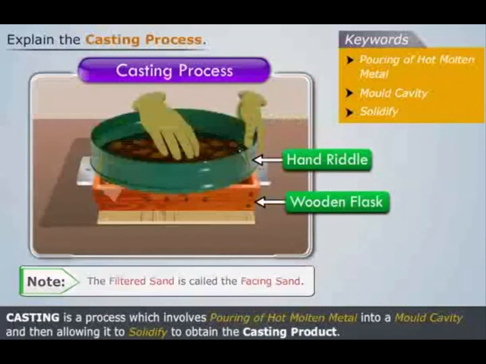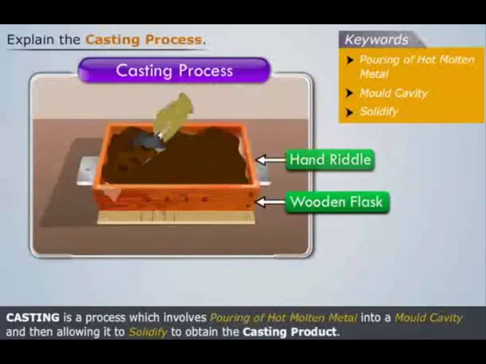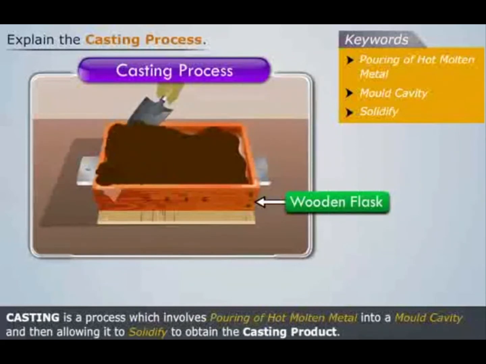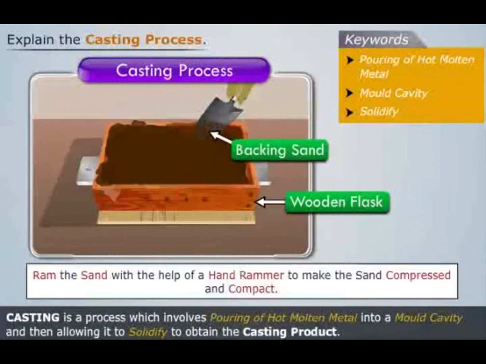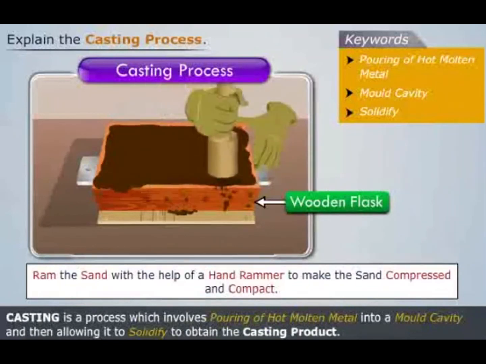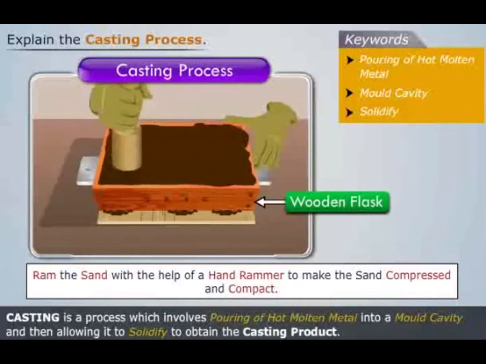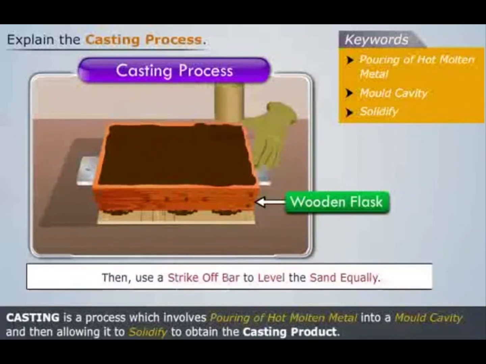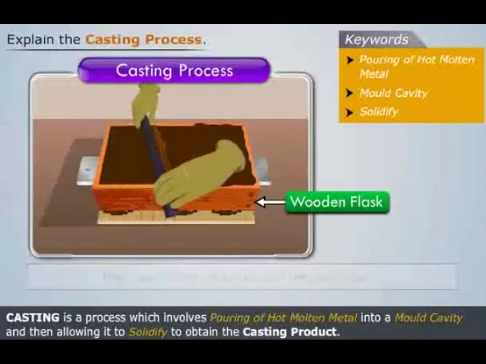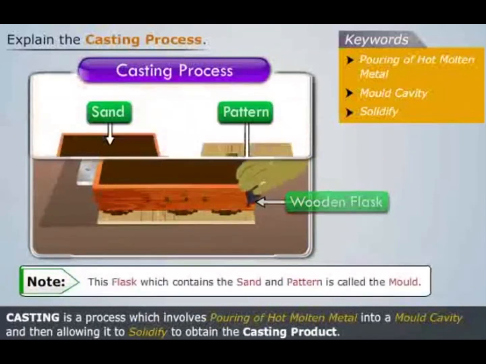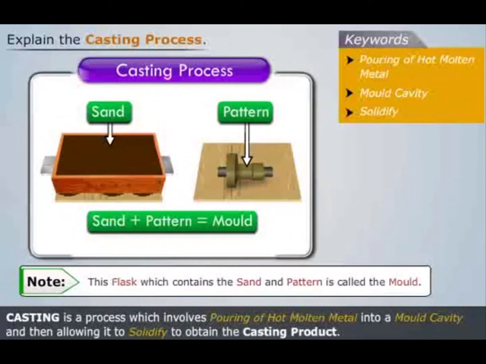Now remove the riddle and put some more sand in the flask till it gets filled completely. Note that the sand which we had put after removing the riddle is called the backing sand. Now take a hand rammer and ram the sand so that the sand inside the flask gets compressed and compact. Then use a strike-off bar to level the sand equally. Note that this flask which contains the sand and pattern is called the mold.